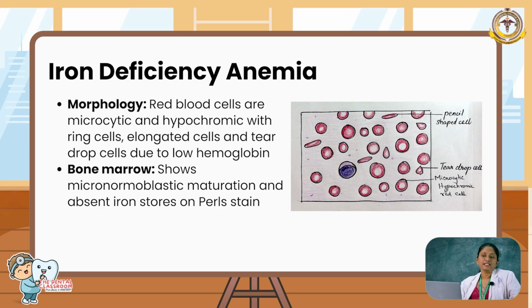Morphologically, the red cells in these patients are microcytic and hypochromic. We can also see ring cells, elongated cells and also teardrop cells in the peripheral blood of these patients on peripheral smear examination. The bone marrow shows micronormoblastic maturation and absent iron stores in Perls stain. And we can go for iron studies to confirm these findings, where there is a low serum ferritin as well as transferrin saturation and increased total iron binding capacity.